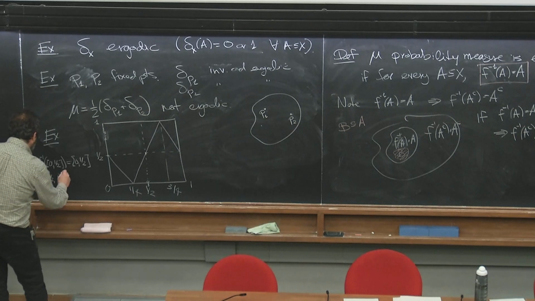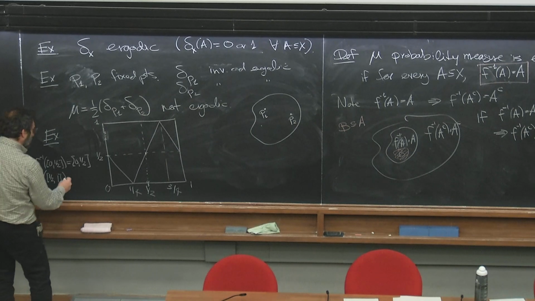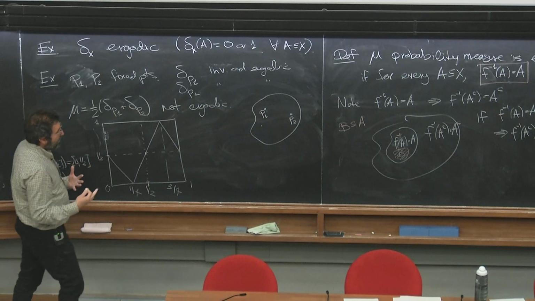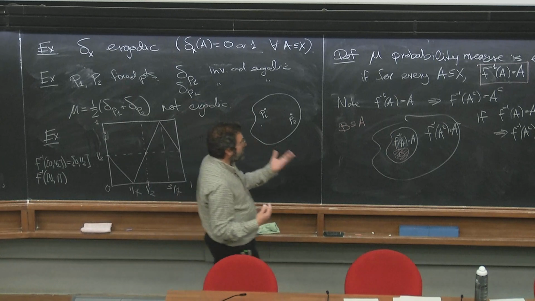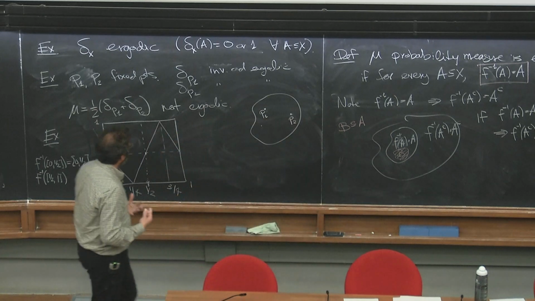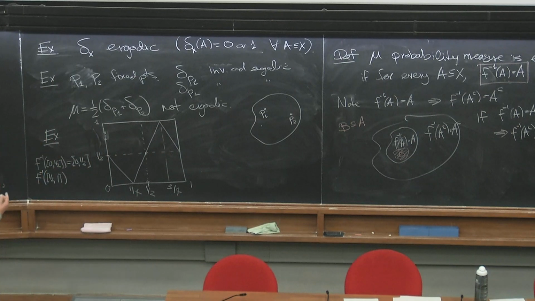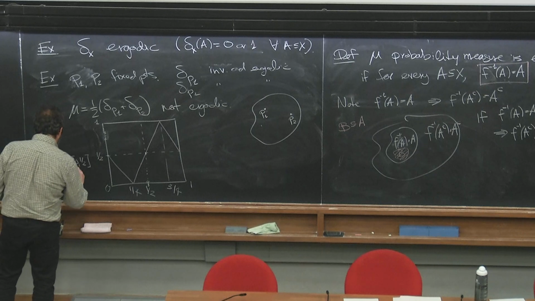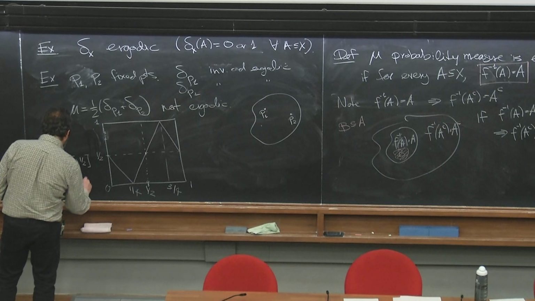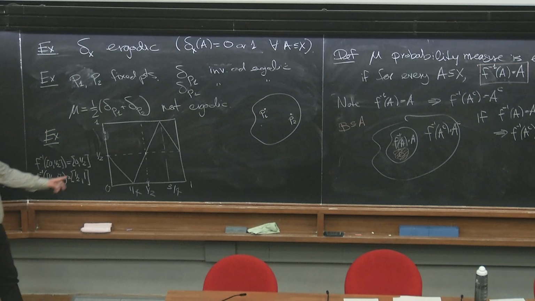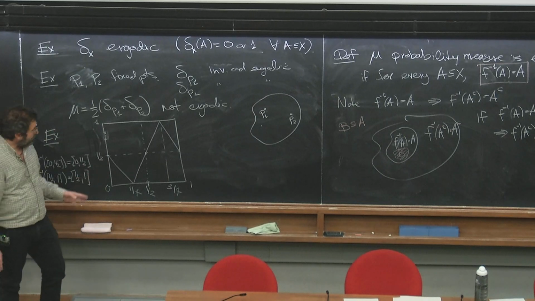You can take it open or closed here, it doesn't matter really, because everything is modulo sets of measure 0. In this setting, when we talk about measures, we don't really care about sets of measure 0, so we don't really care exactly about what happens at the boundaries here. And you can see, so this is not ergodic.